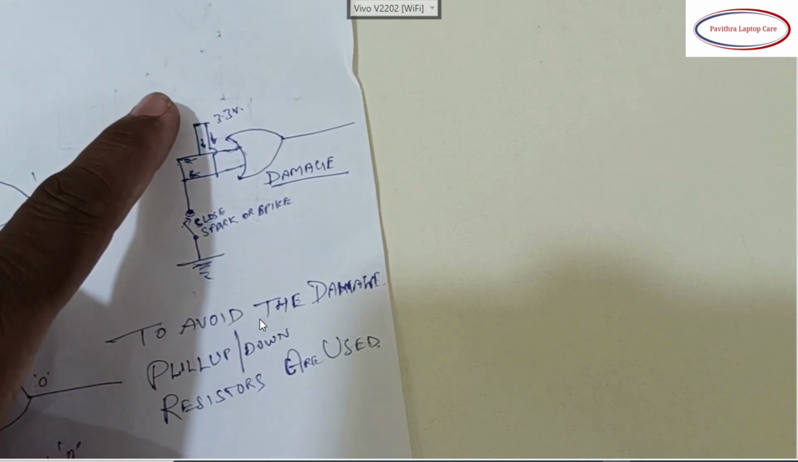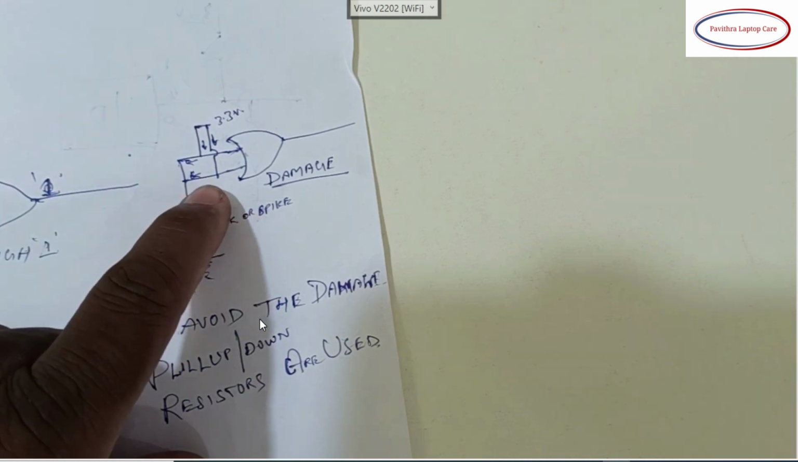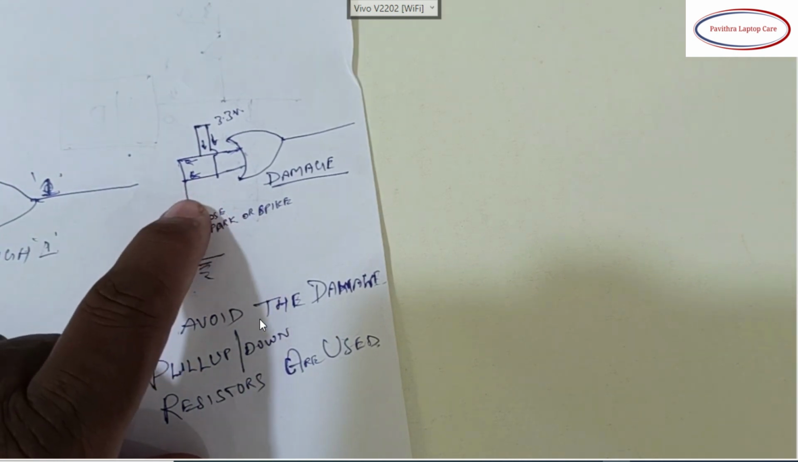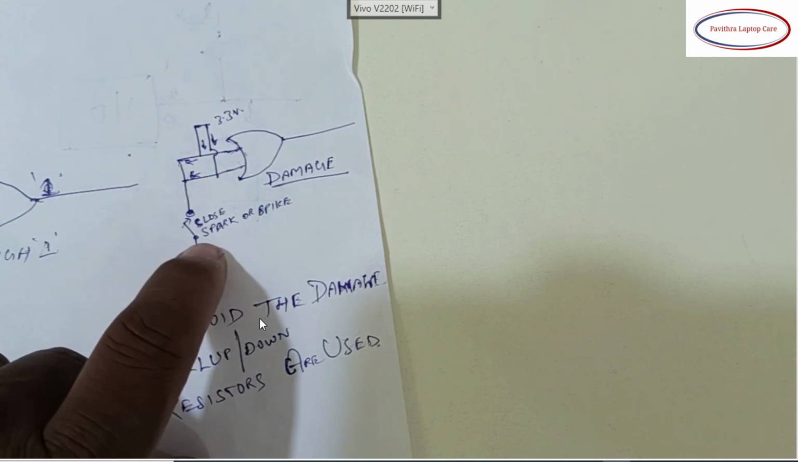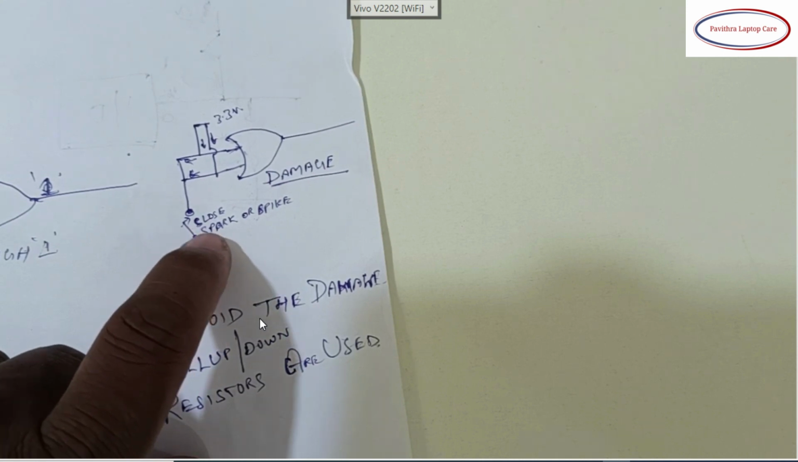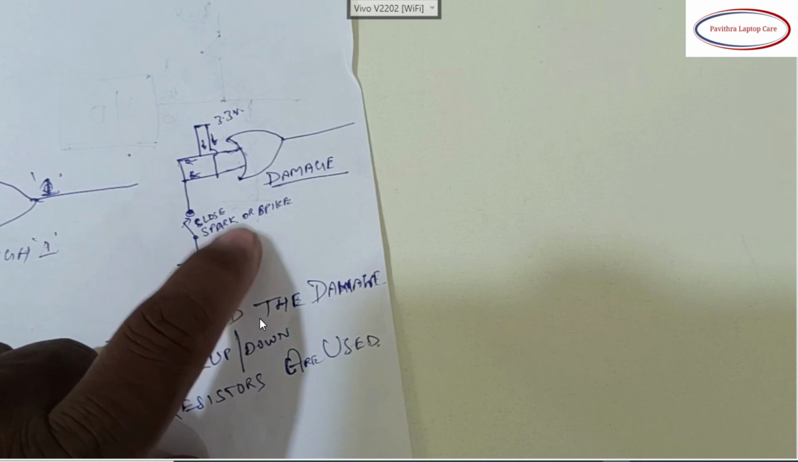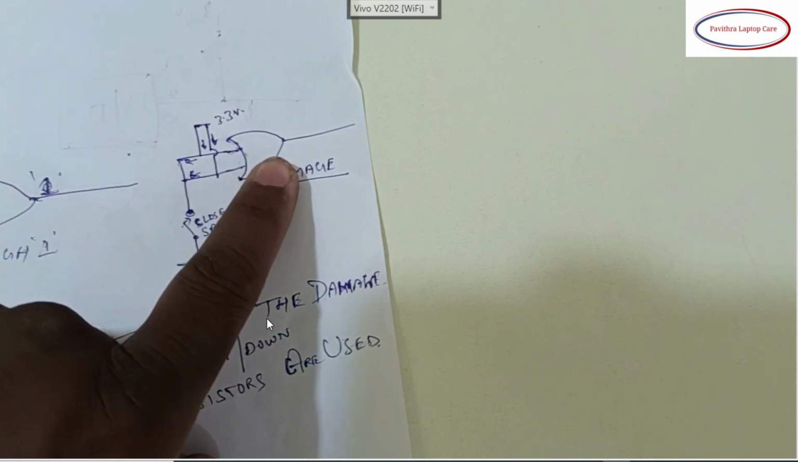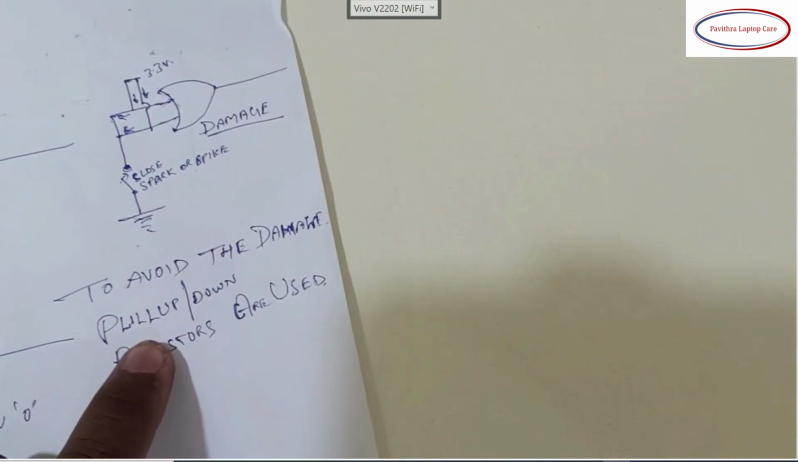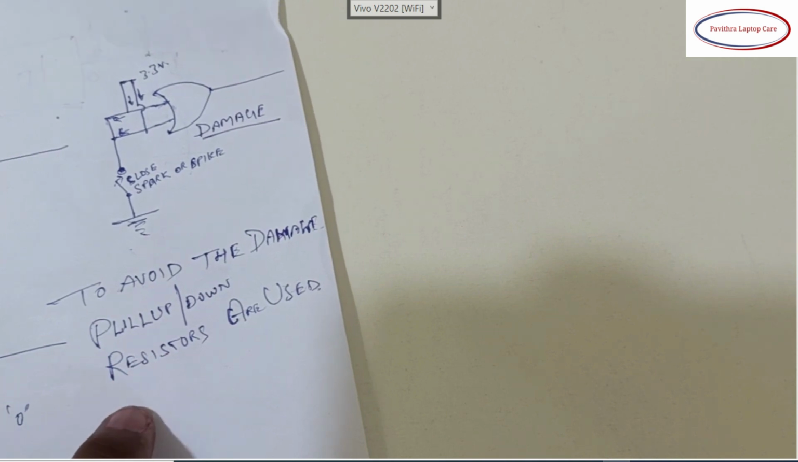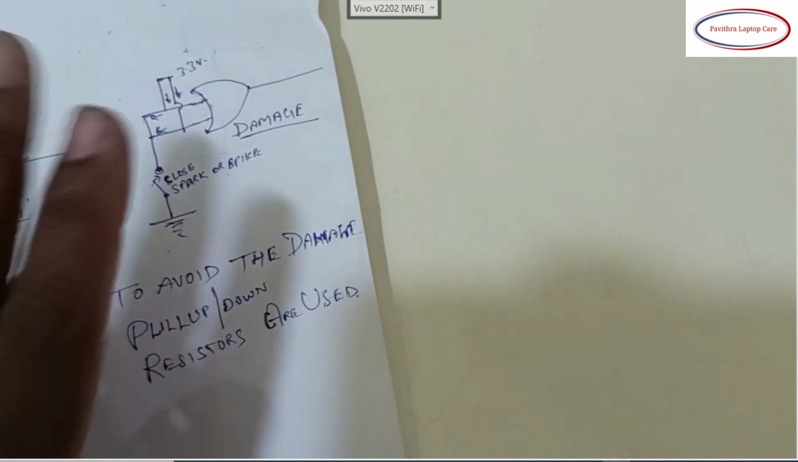See, once again I will tell you, here 3.3 volts comes directly to the particular connector, and once we close the switch, any switch closing will suddenly generate a spike. Okay, that may damage the circuit or the logic level circuits, logic gates. Okay, to avoid the damage, pull-down or pull-up resistors are used. This is the main reason for using pull-up resistors here.